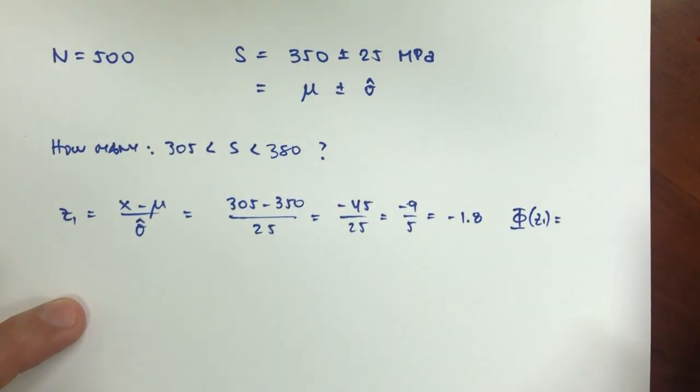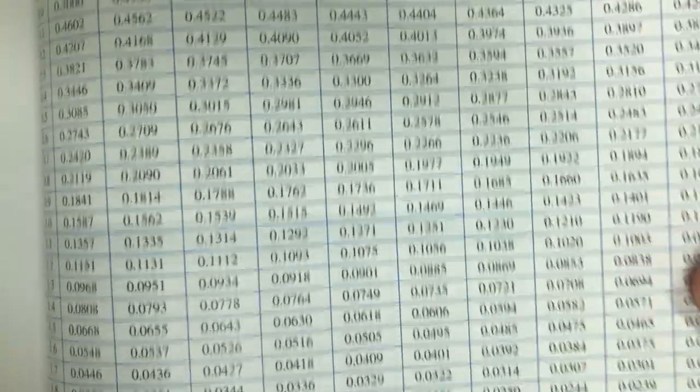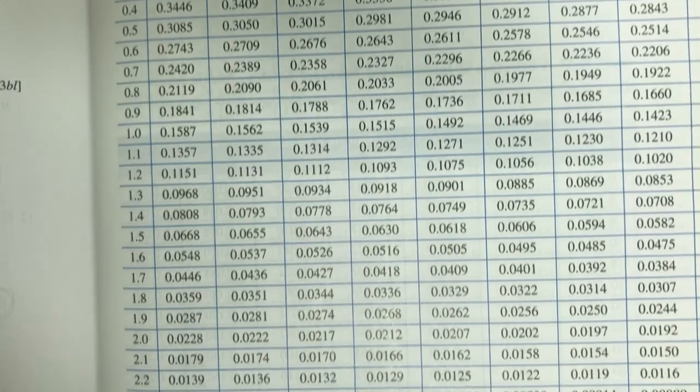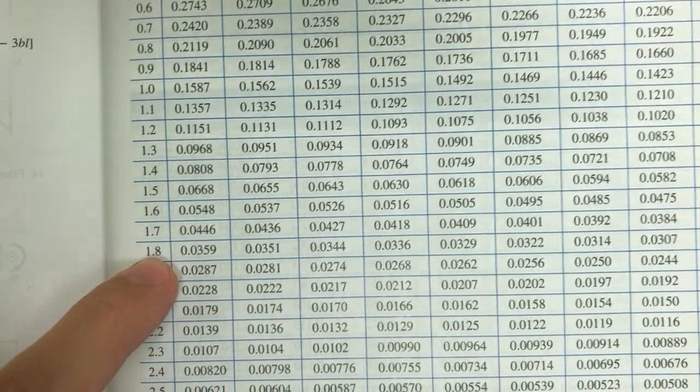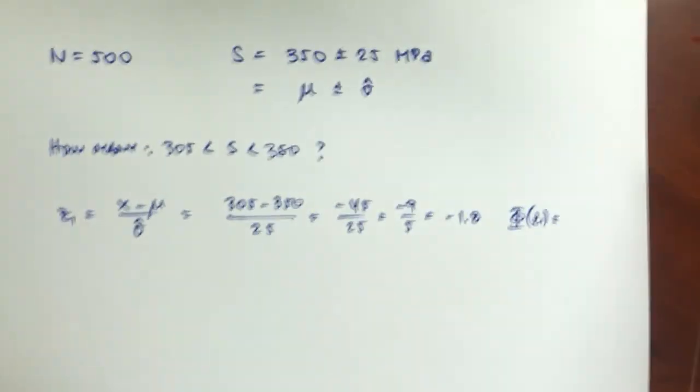would be going to the table for my normal distribution and looking for 1.8. So here, 1.8, I have 0.0359.